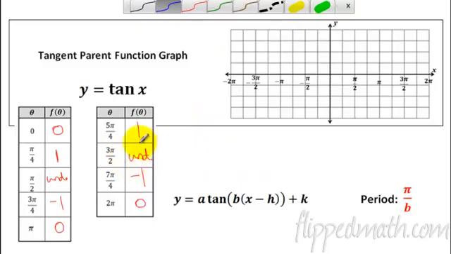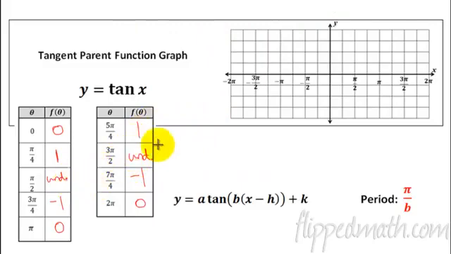So when we have undefined, that's because there's a vertical asymptote. So let's start off with that. So we have pi over 2 is undefined. So right here, let's put a dashed line. And then again at 3 pi over 2. So how often is our tangent graph repeating? Whenever we have a vertical asymptote, it is repeating itself. So it has at pi over 2, 3 pi over 2.